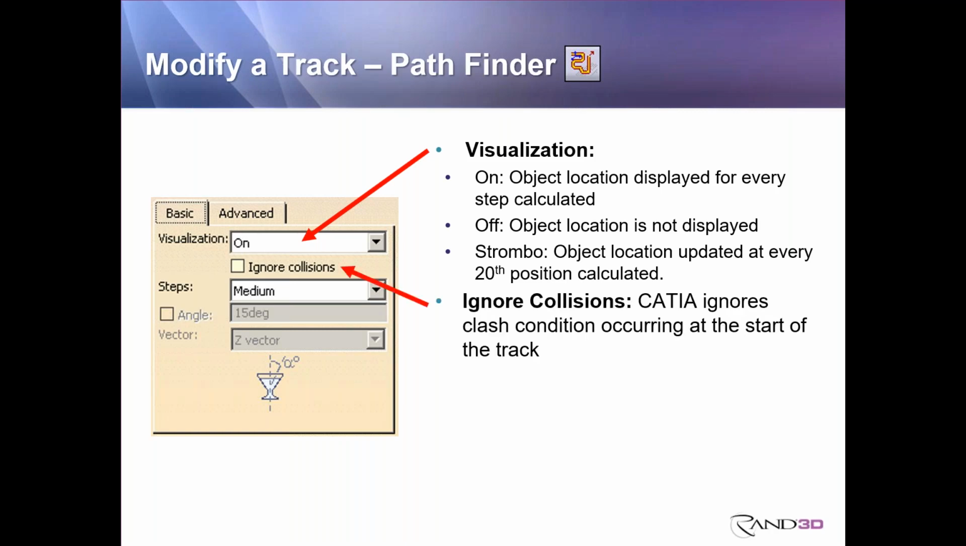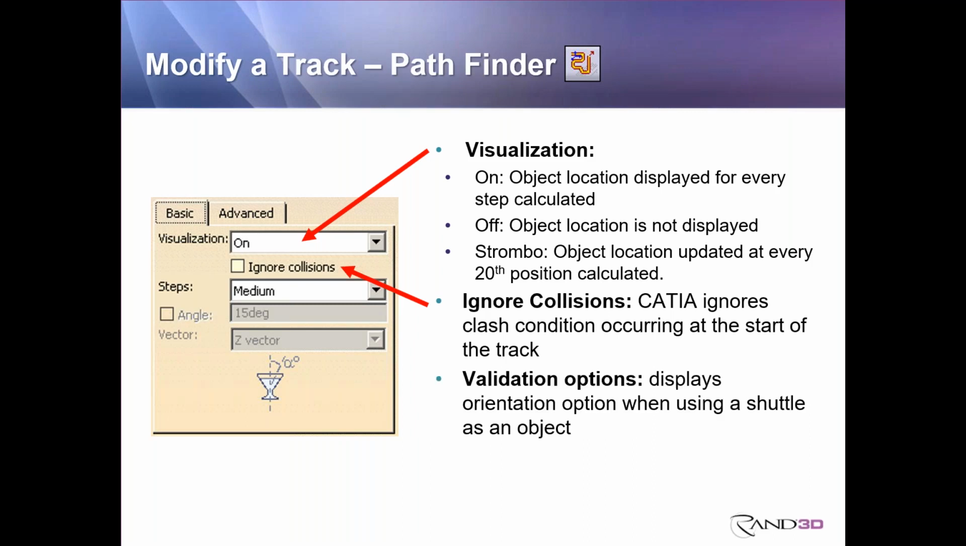Then you've got ignore collisions. This is really more beneficial if the part that you're trying to move starts off in an initial clash condition. It'll ignore that initial clash that you might have between the object that you're moving and the environment.